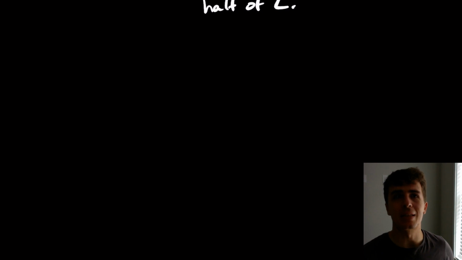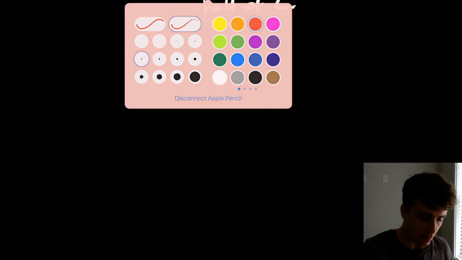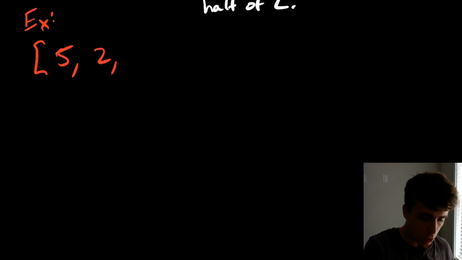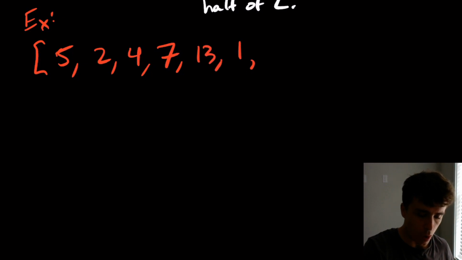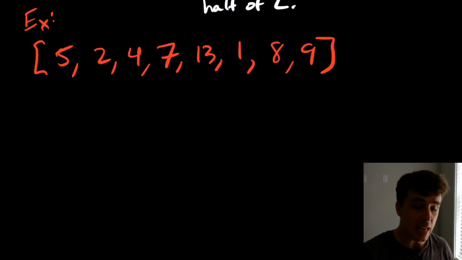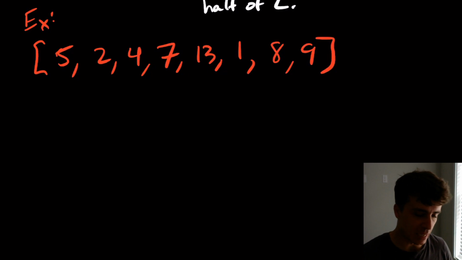So let's actually just make a list. You can assume that the size of the list is a power of 2 for the purposes of runtime. So let's just pick a list with 8 elements in it. I'm just going to make this completely at random. So 5, 2, 4, 7, 13, 1, 8, and 9. Okay, so this is just a list that has 8 elements in it. It's obviously not sorted. Let's sort it in ascending order in this case.